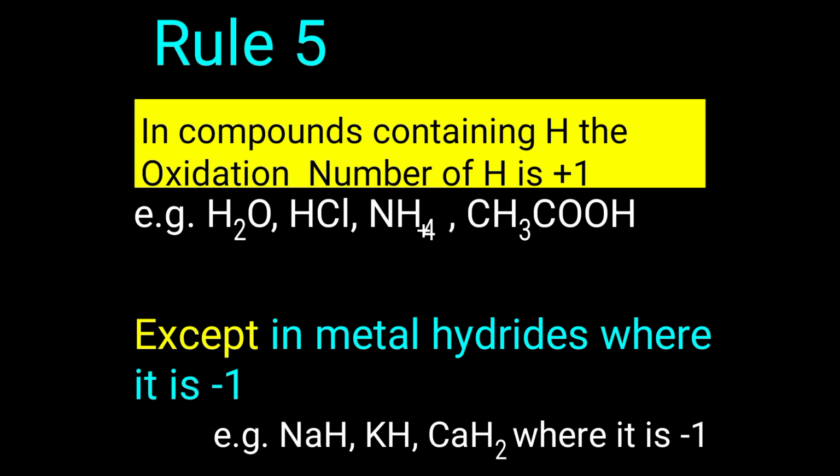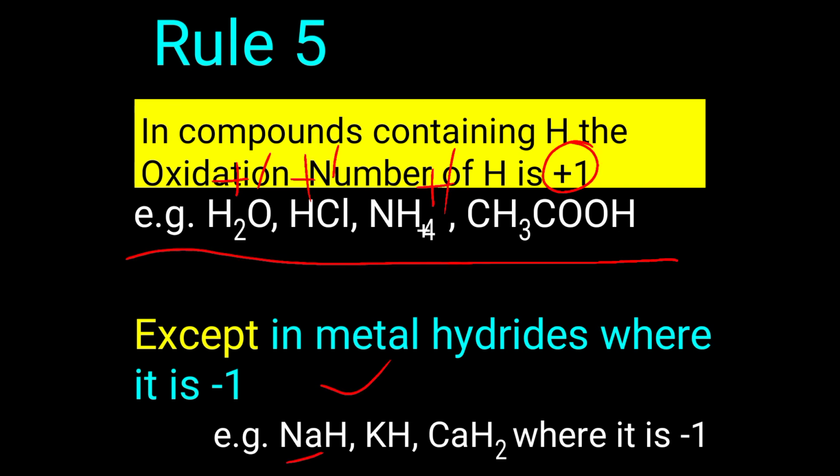Rule 5: in compounds containing H, the oxidation number of H is plus 1. In any compound which contains H, the oxidation state of H is plus 1. In H2O, hydrogen is plus 1. In HCl it is plus 1. In NH4 it is plus 1. But there is one exceptional case in metal hydrides, where it is minus 1. Metal hydrides means hydrogen combined with a metal, for example, sodium hydride, potassium hydride, calcium hydride, where it is minus 1. Only in metal hydrides is there this exception. In all other compounds, hydrogen has a charge of plus 1.